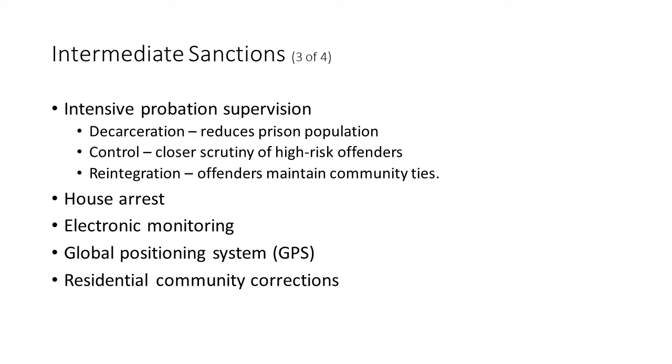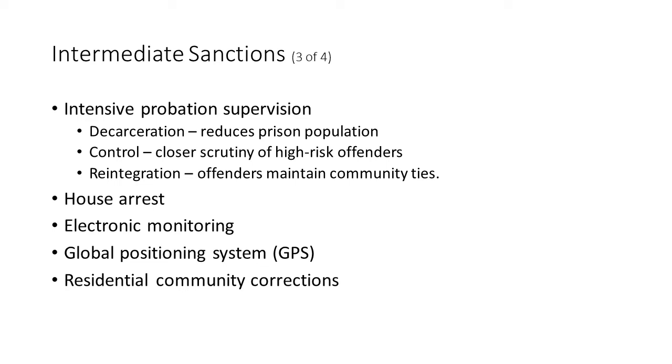The type of offender on ISP is usually one that's deemed a high risk, but they may also exclude folks like drug dealers or those convicted of violent felonies, so it's discretionary. The primary goals of intensive probation supervision, ISP, I think I said IPS before, ISP: decarceration, which reduces the prison population. So without this intensive probation supervision, these offenders would be sent to prison. Control: close scrutiny of high-risk offenders. Reintegration: this is where the offenders, again, get to maintain their community ties and be with their family by being on a more intensive probation supervision.